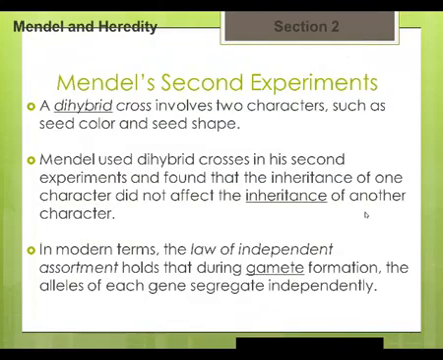So Mendel went even further and he performed a second experiment. In this case, he did a dihybrid cross. In a dihybrid cross, he crossed two characters, such as seed color and seed shape. So he looked at two traits. He used a dihybrid cross in his second experiment, and he found that the inheritance of one character did not affect the inheritance of the other character. So there had to be some independent assortment that occurred.